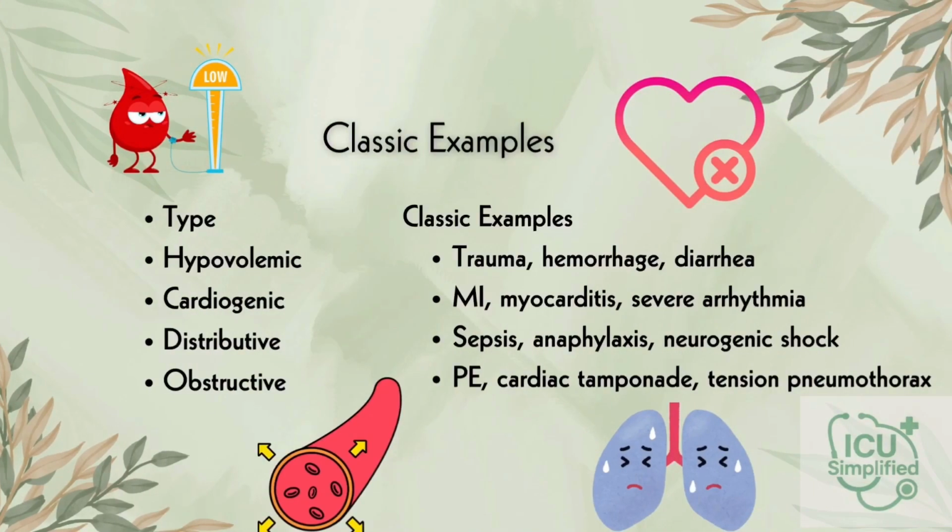Anchor it with classic examples. Hypovolemia: trauma, hemorrhage or diarrhea. Cardiogenic: MI, myocarditis, lethal arrhythmias. Distributive: sepsis, anaphylaxis, neurogenic crash. Obstructive: pulmonary embolism, tamponade, or that deadly tension pneumo. Know these cold, your patient doesn't have time for hesitation.